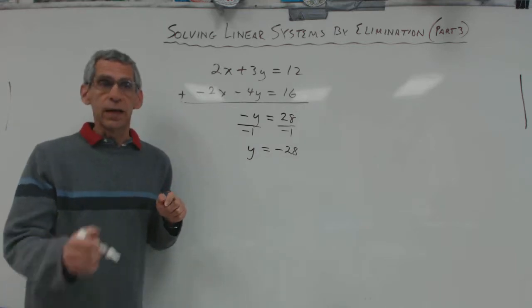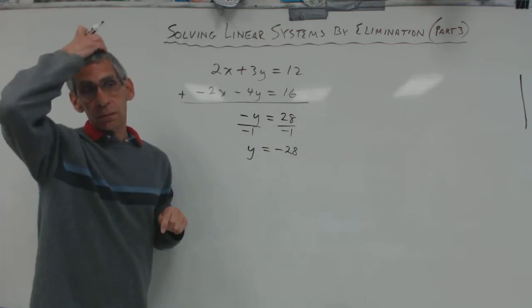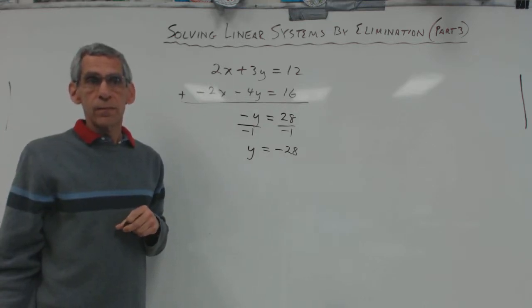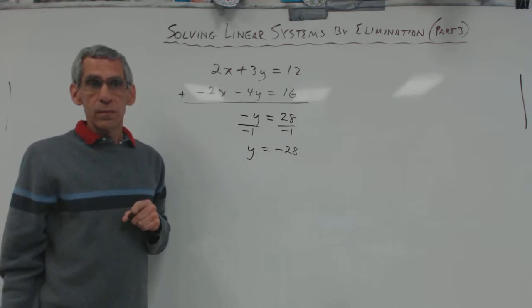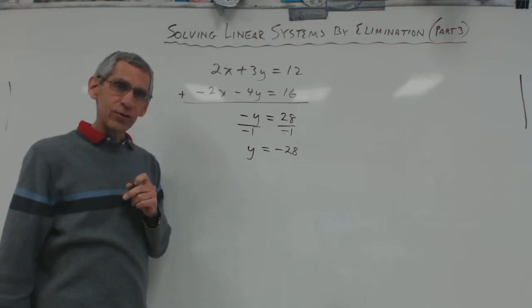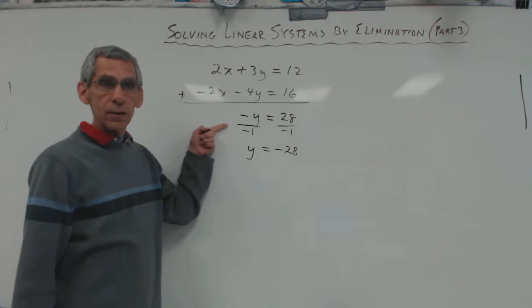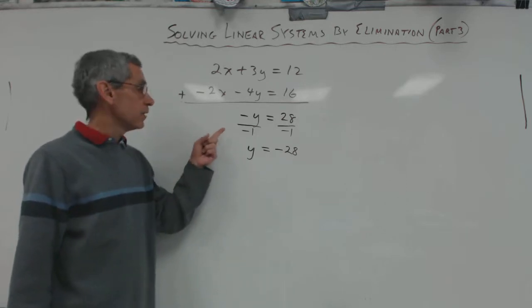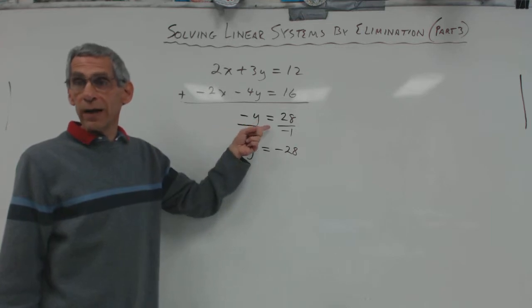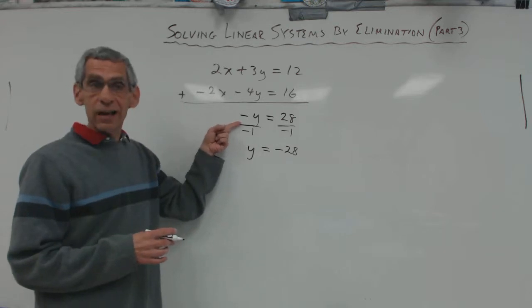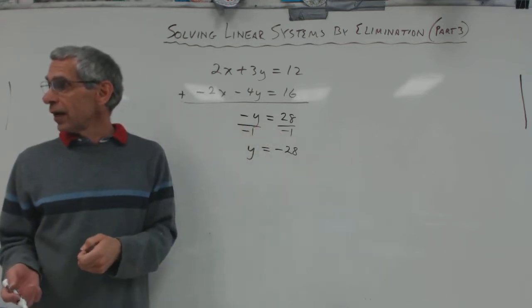Makes sense? Yeah? With a negative 1 thing, couldn't you just avoid that and just say y equals negative 28? Yes, if we know that negative y is positive 28, we know that positive y is negative 28. You know what I mean? If you're going to change the sign of this one, you've got to change the sign of the other one. It's as simple as that, right?